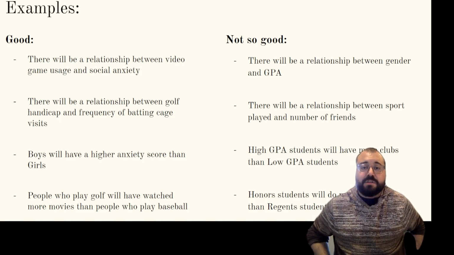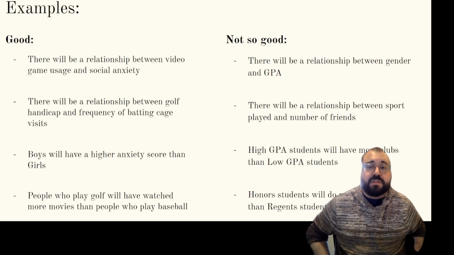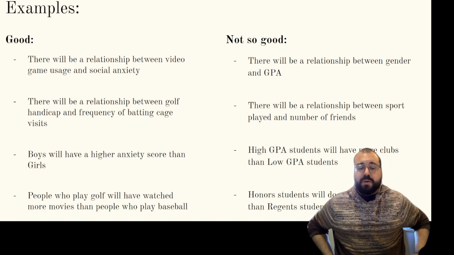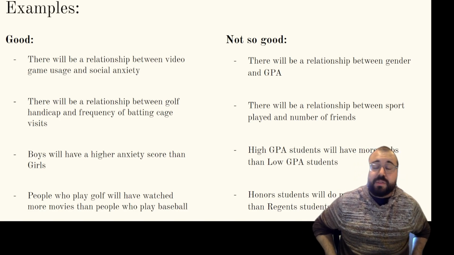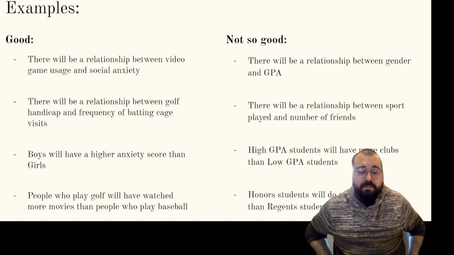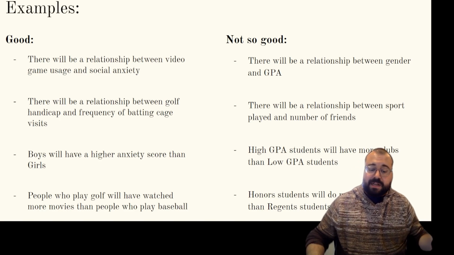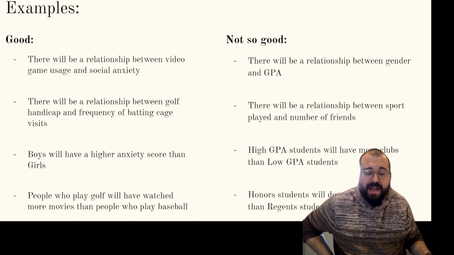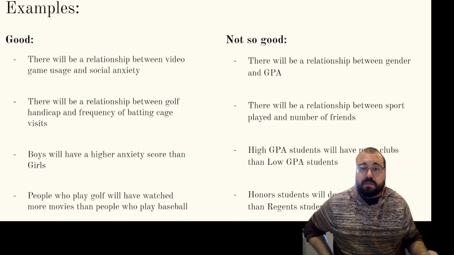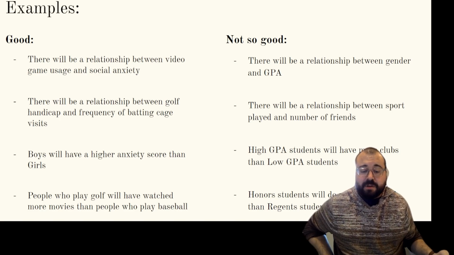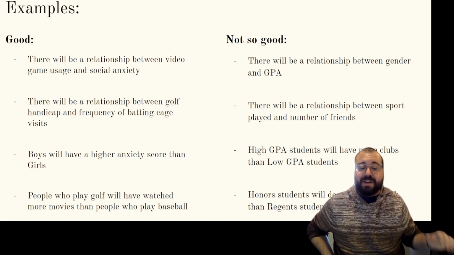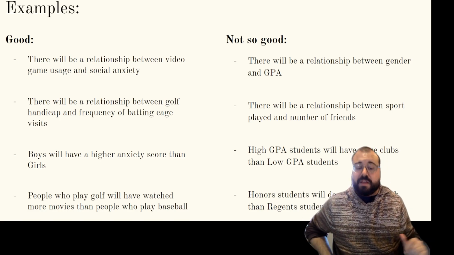Let's go down now to some examples of differences between groups. Boys will have a higher anxiety score than girls. Those are 2 groups: you have boys and you have girls. It's not something that varies. And then you have anxiety score, that's the variable we're looking at. We're going to say boys will have a higher average anxiety score than girls.